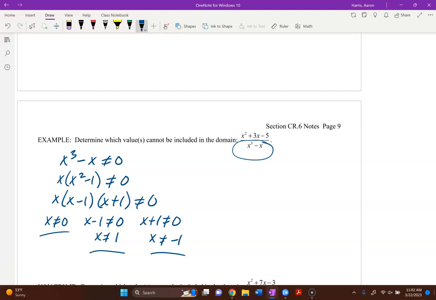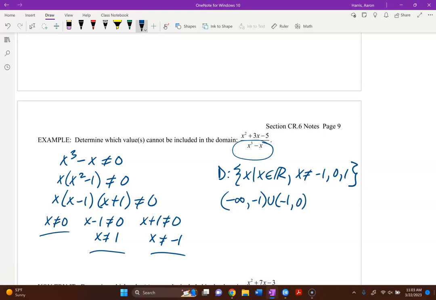So when you state your domain, you say the domain is x such that it's all real numbers except for -1, 0, and 1. Can't be any of those. Or if you want to say it the other way, you go from -infinity up to -1, don't include it. Take off from -1 up to 0, don't include 0. Take off from 0 up to 1, don't include 1. And then take off again after 1. So it'll have all those breaks at -1, 0, and 1. The domain of that rational function.